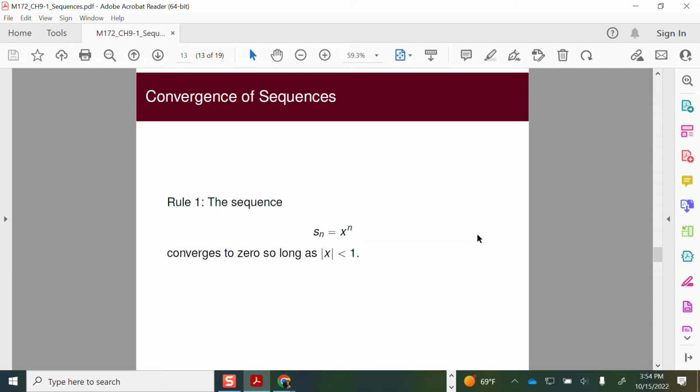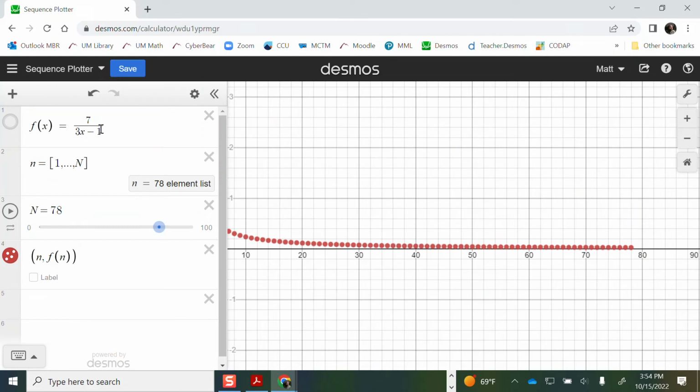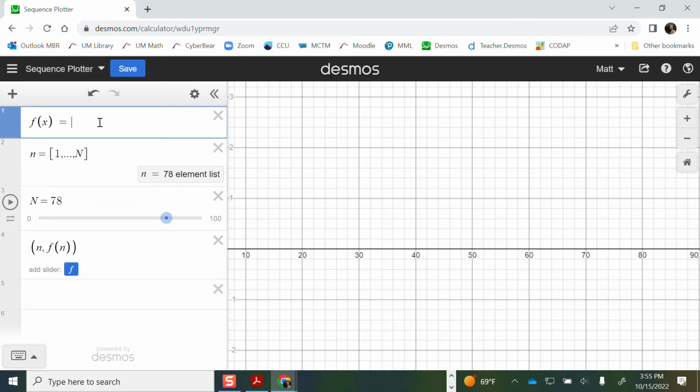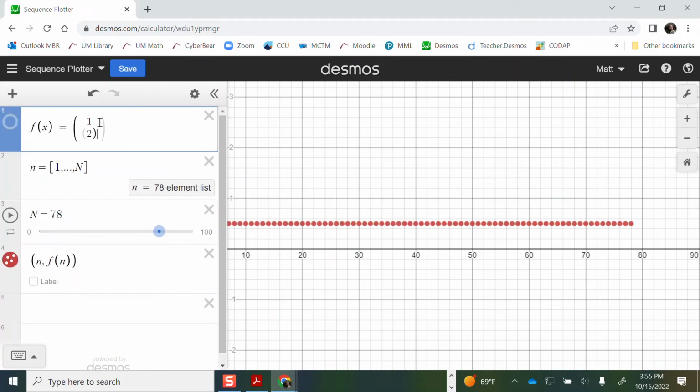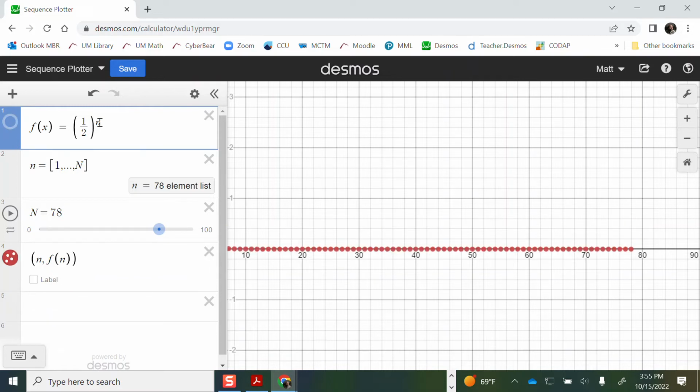So as long as we have a fraction there, and it can be a negative fraction, that sequence will converge. Let's take a quick look at one of those and make sure that we understand that. Let's take x as 1/2 and raise it to the n.